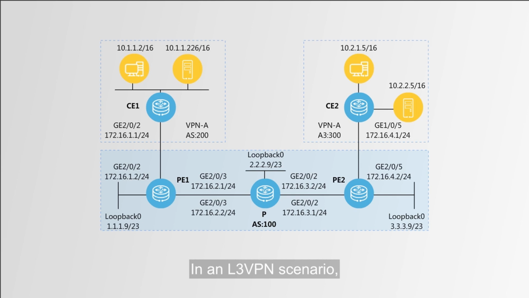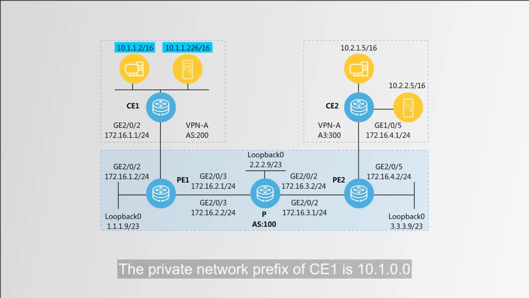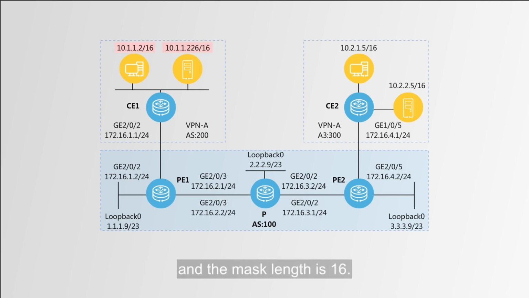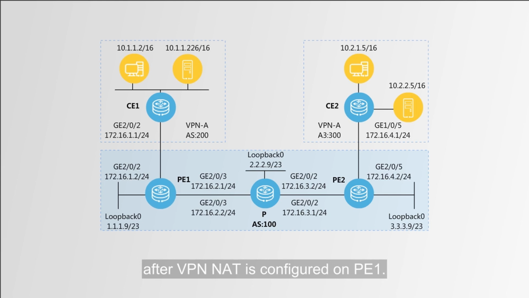In an L3 VPN scenario, CE1 and CE2 belong to the private network VPN NA. The private network prefix of CE1 is 10.1.0.0, and the mask length is 16. CE1 and CE2 can communicate with each other only after VPN NAT is configured on PE1.